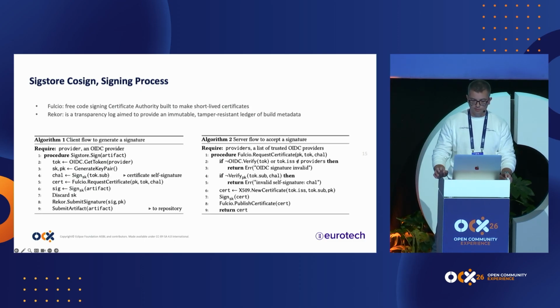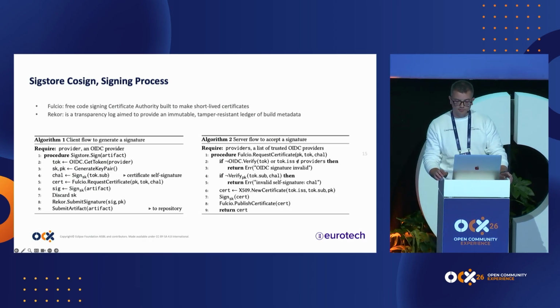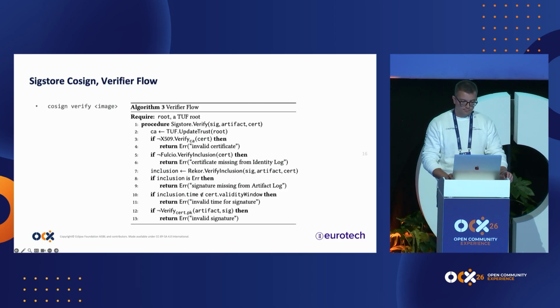Algorithm 2 is the Fulcio algorithm, and shows the Fulcio server flow. When a request arrives, it will first verify that the OIDC token is legit. The important part is at line 4. The challenge is decrypted with the identity public key. If the request is legit, then the decrypted challenge will match the token subject. Fulcio is sure in this way that the challenge was issued by the requester. So let's move to the verifier part.